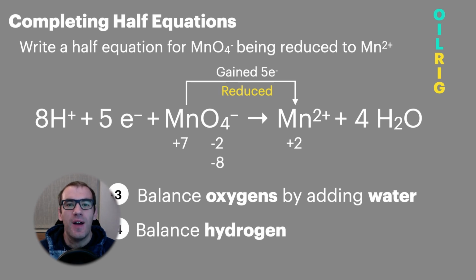If we do these 2 final steps to balance oxygen, adding water to the right and hydrogen to the left, the reaction needs to happen in acidic conditions, which provides the H+ ions.